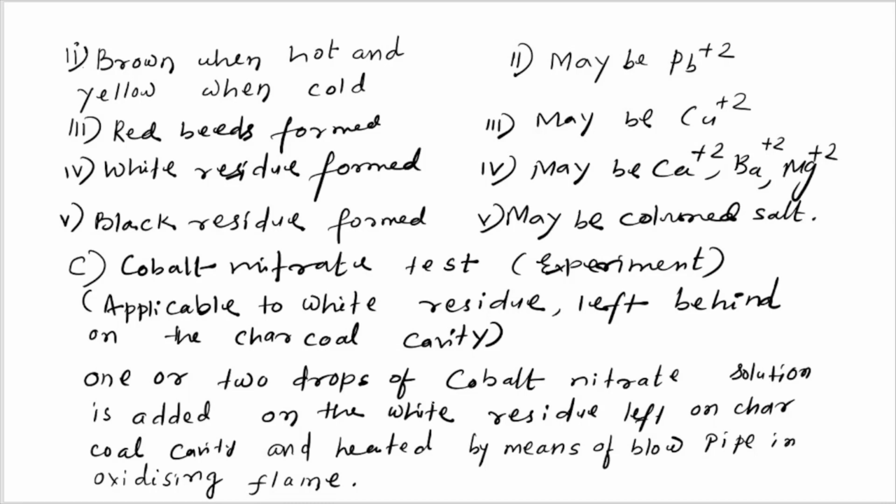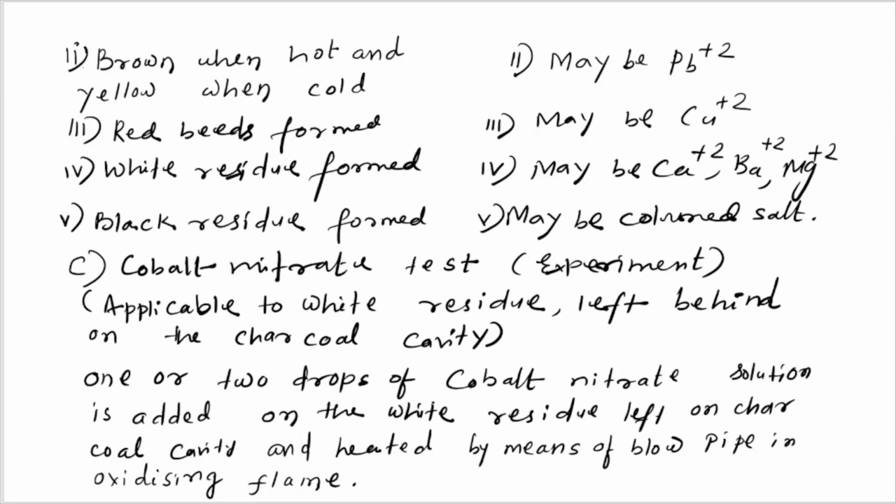White residue is maybe Ca plus 2, alkaline earth metal: Ca plus 2, Ba plus 2, Mg plus 2. Black residue means maybe a colored salt. Any colored salt you take in the charcoal cavity changes to a black residue. This is test number 2. First is dry test tube heating. Second is charcoal cavity heating.